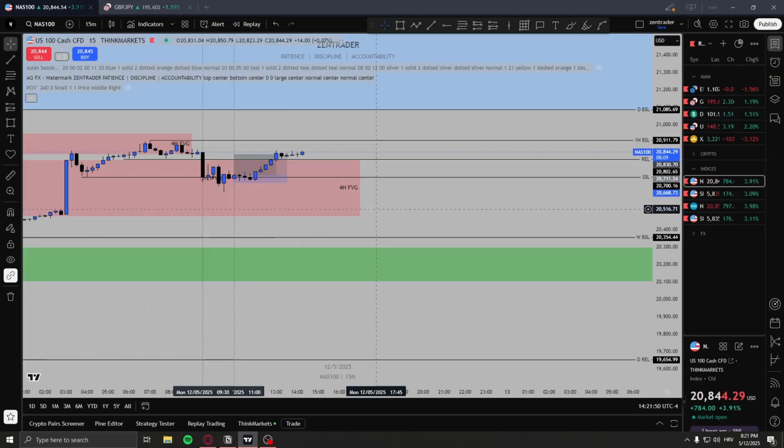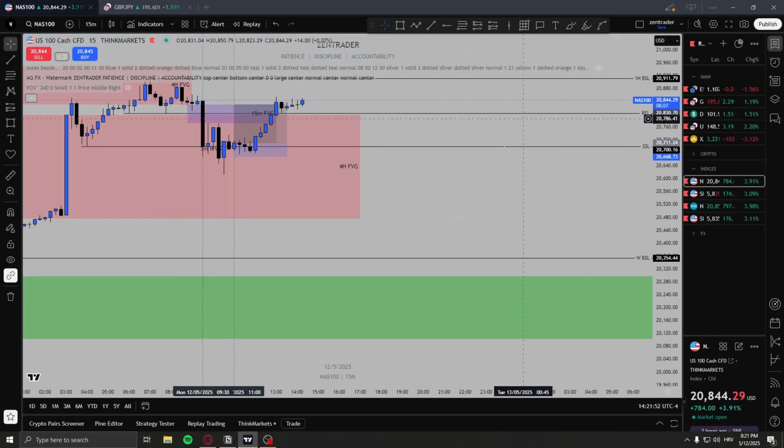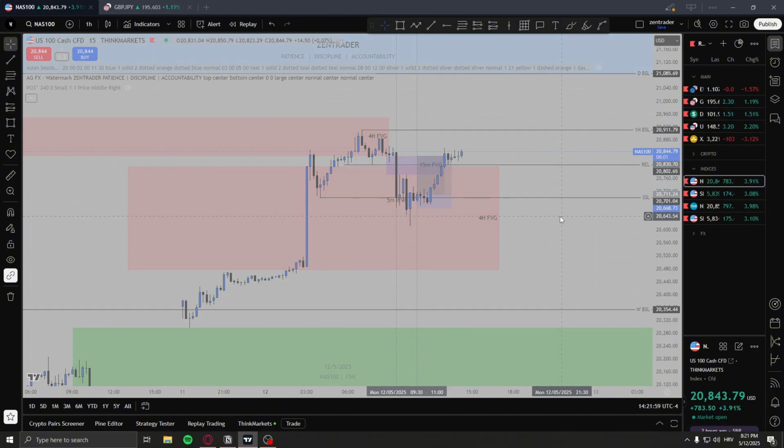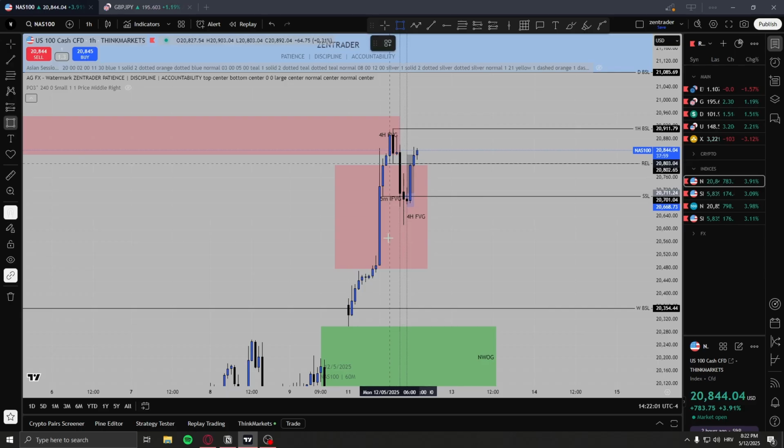Also, what I liked is these 15-minute relative equal lows right here, which is why I wanted to see them get swept. And then we had a new low right here as well. We had a 1-hour fair value gap right here. Mark it out just for this video.